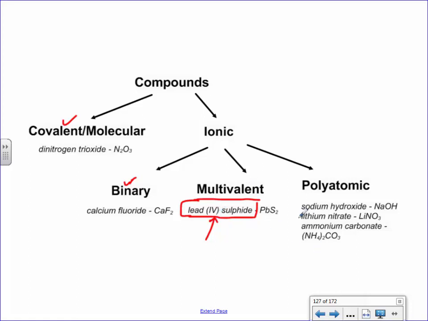And if I were to give you a compound like this, NH4 in brackets 2 CO3, this shouldn't throw you so much because now you're going to think, well, this isn't binary anymore.